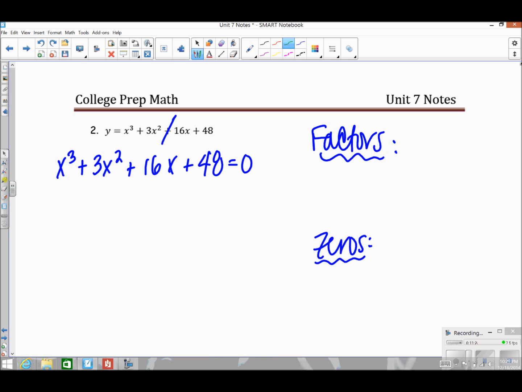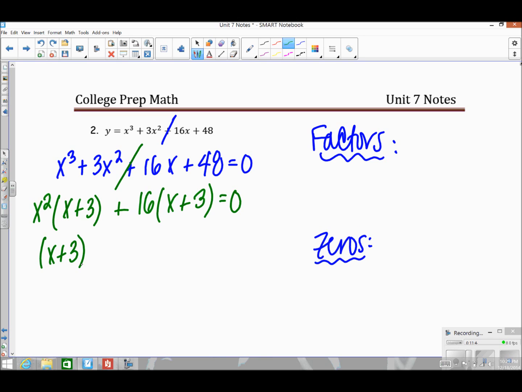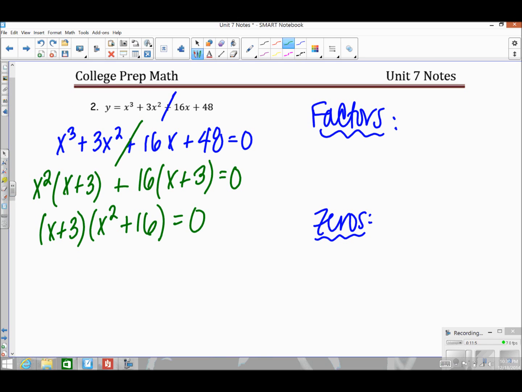And I actually can take a GCF out of both terms, so I'm going to go ahead and split it. So I can take an x squared out of the first, and I can take a 16 out of the second. And then you're going to be able to take out the x plus 3, and you're going to be left with x squared plus 16 equals 0. And again, this is in factored form, but these factors, we want to express them as linear terms. So since it's two pieces being multiplied to equal 0, I'm going to split it, and I'm going to set each piece equal to 0.